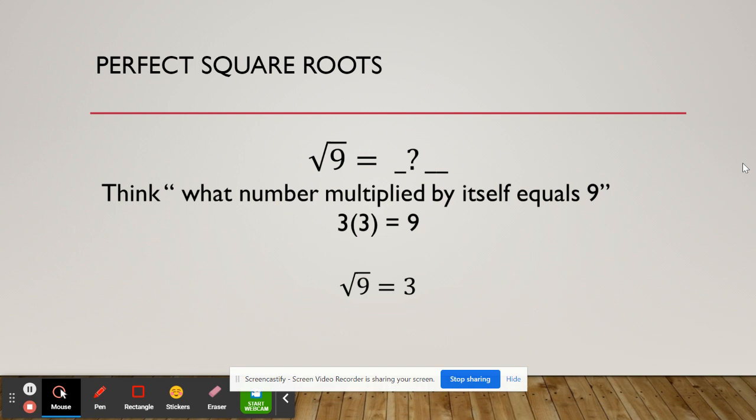Let's look at this problem. It says, what is the square root of 9? So you need to think in your head what number multiplied by itself equals 9. Well, I know 3 times 3 equals 9, so therefore the square root of 9 must equal 3.